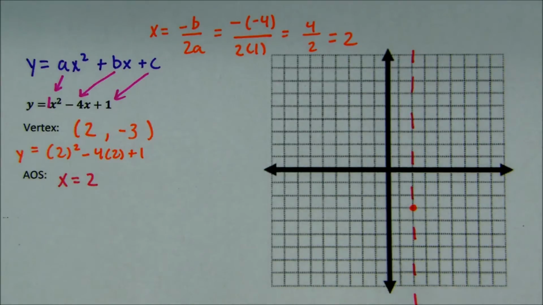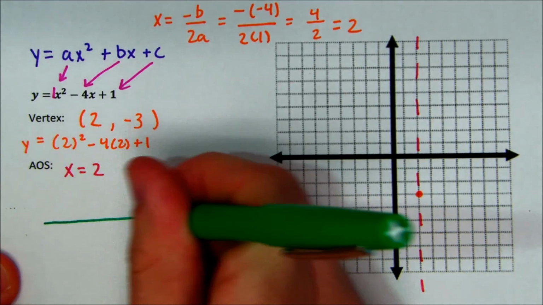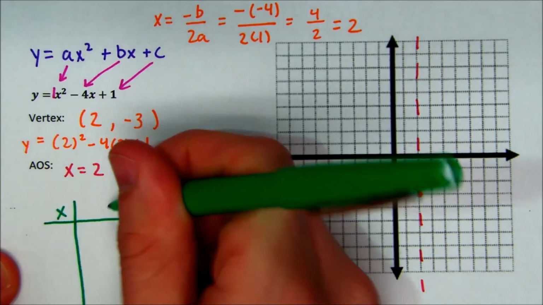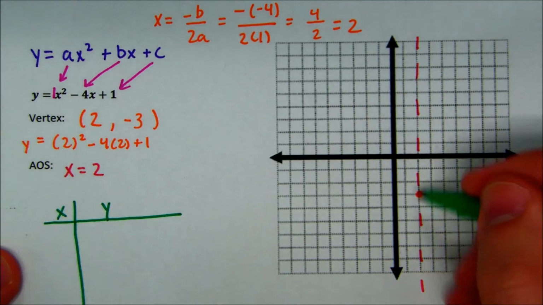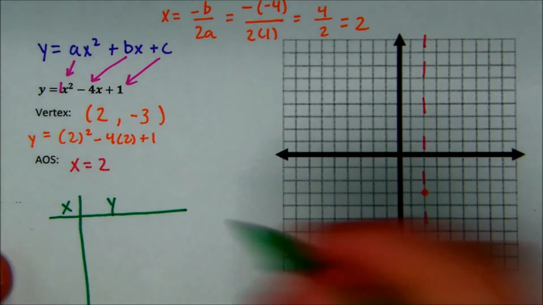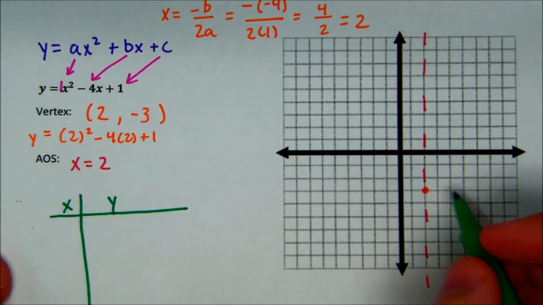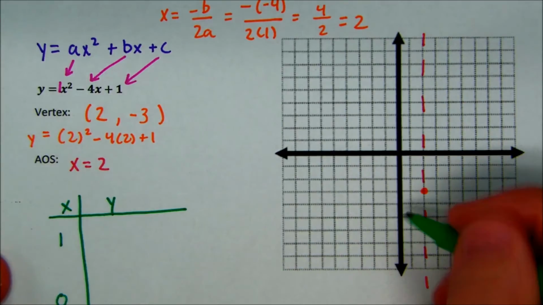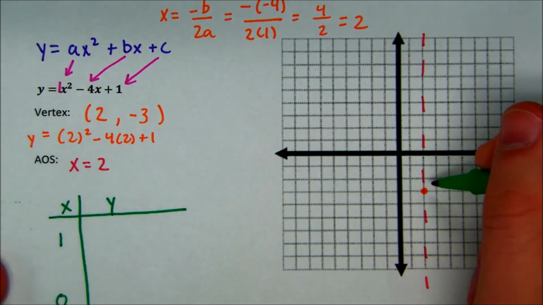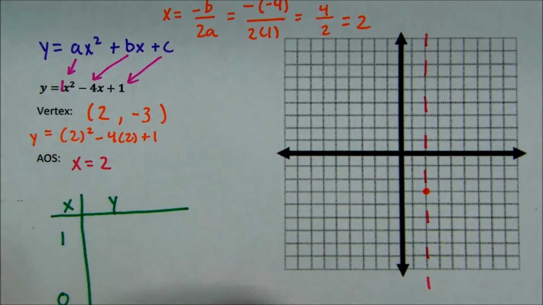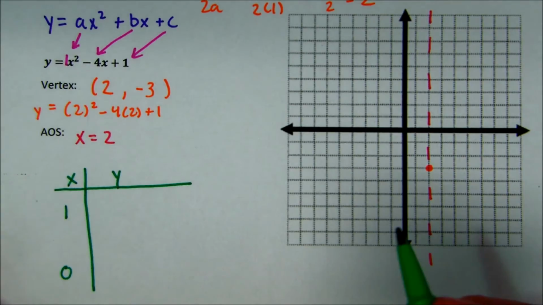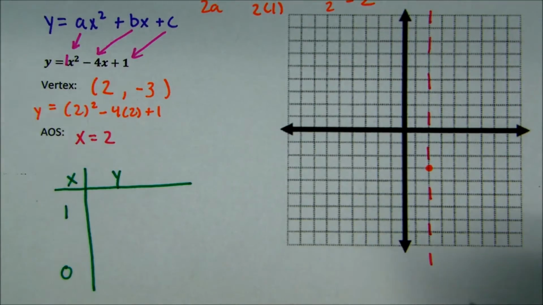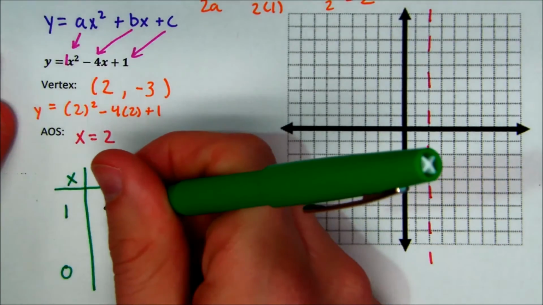The next thing I'm going to do is make a table of values. Now my table of values I'm going to construct by choosing 2 values that are close to my vertex. Now since my axis of symmetry is 2 and my vertex is 2, negative 3, I'm going to pick 1 and 0. x equals 1, x equals 0 are both close to my vertex, so I'm going to choose that. And plus, if I ever have an opportunity to choose 0 to plug into the equation, I do that. It makes things a lot nicer. So I have this x value. I need to find a y to go with it. So I'm going to plug x into my equation.